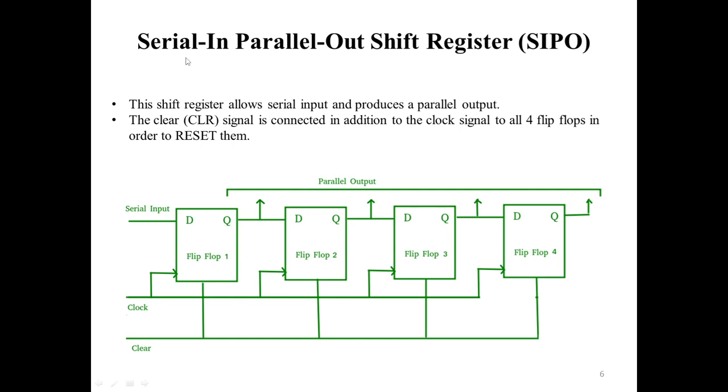Now the next type is a serial in parallel out shift register. Again you need 4 different flip-flops which are connected in a serial manner, but there is a serial input and it is a parallel out. So you need to check the output parallelly from all 4 flip-flops. Again your clock is common, so it is a synchronized clock, and there is a clear input you can apply. By using this clear you can reset the flip-flops.